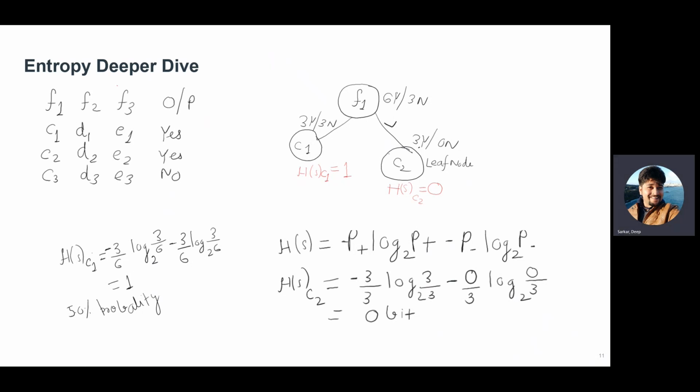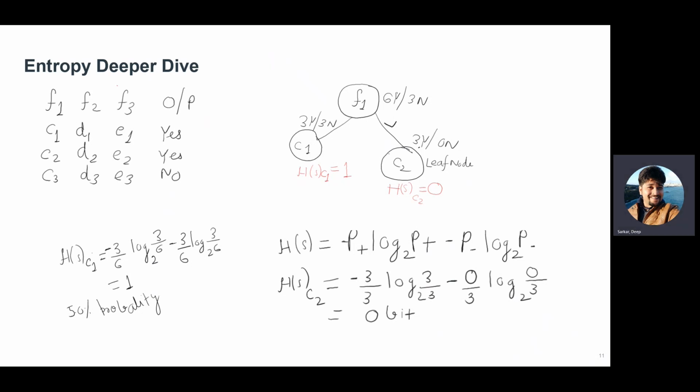There's a 50% probability for your P plus. 50% probability means what? Like there's a 50% probability is 3 by 6. The probability of yes and the probability of no is 50% over here. That is where you tend to get the entropy as 1.